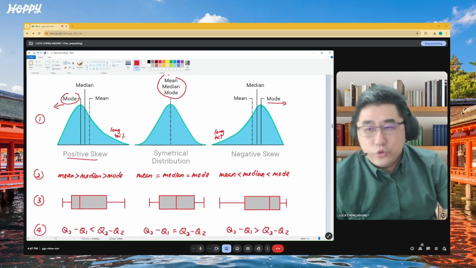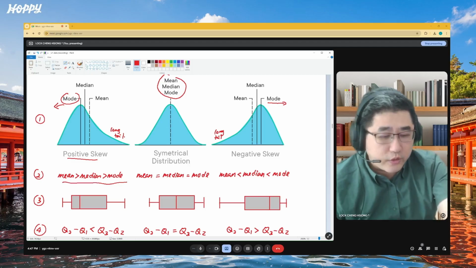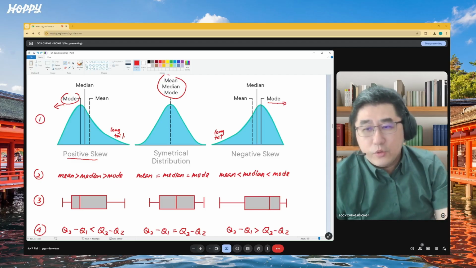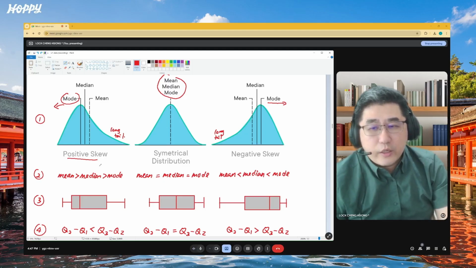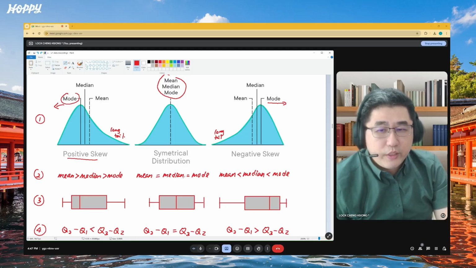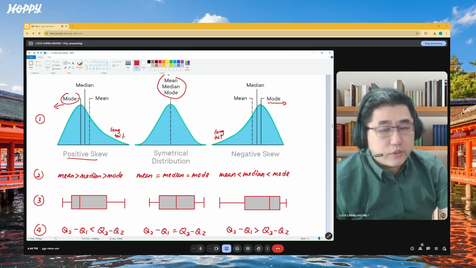Second, the values here correspond to the diagram above. If mean is greater than median greater than mode, we call it positively skewed. If mean equals median equals mode, then we say it's symmetrical. If mean is less than median less than mode, then it's negatively skewed.